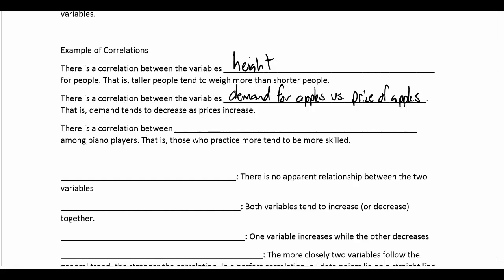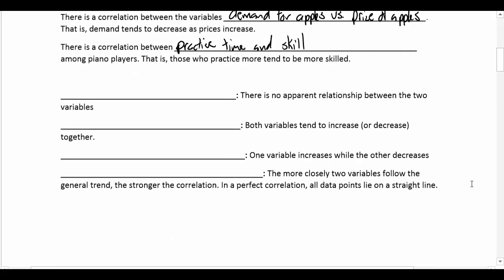Then there's correlation in piano players, so between practice time and skill. So those who put more time in learning the piano typically sound better and come out looking like they're just more talented, I guess. So let's take a look a little bit deeper at these relationships.